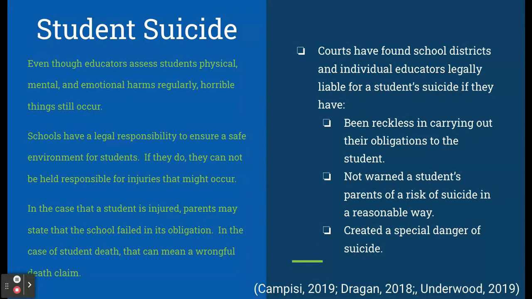Generally, schools have been found by courts to be liable for a student's suicide if they have been reckless in carrying out their obligations to the student, if they have not warned a student's parents of the risk of suicide in a reasonable way, or if they have created a special danger of suicide.